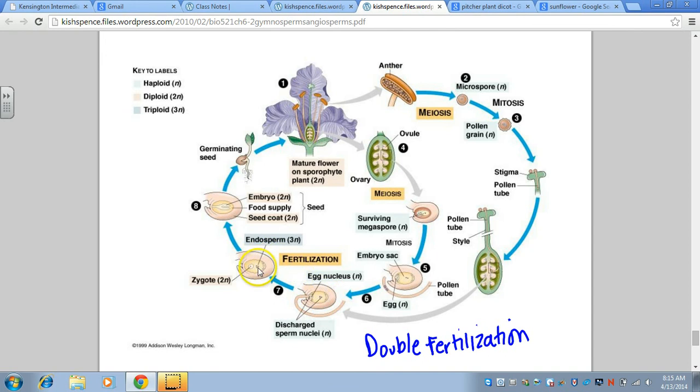And the endosperm, it fused with two cells, so they get 3 copies of chromosomes. So we call it 3N because it has 3 copies of the chromosomes. The zygote, like usual, is 2N, or diploid, because it has a copy from the sperm that came in and a copy from the egg. So a copy of all the chromosomes of the sperm, and a copy from the egg. So this is the seed. Eventually, if conditions are right, it will germinate to form a new plant.